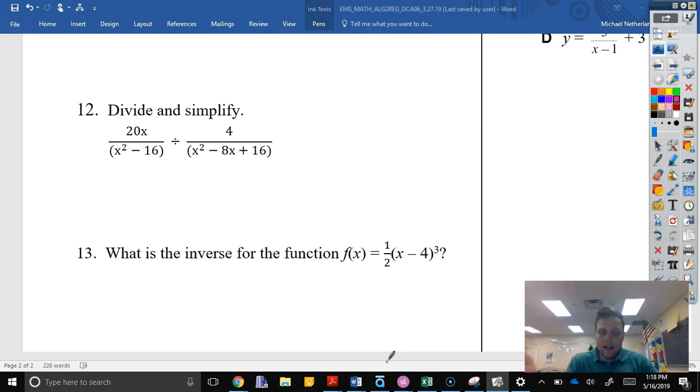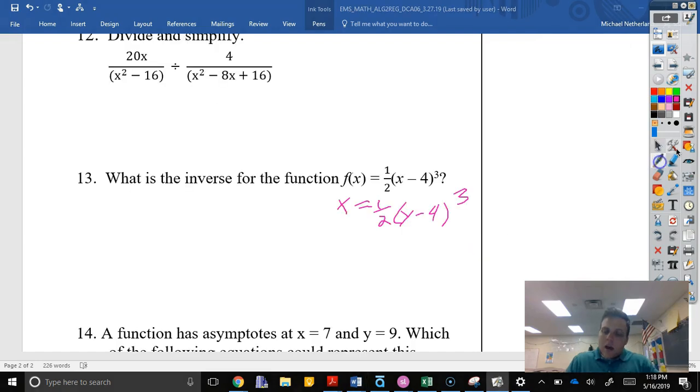Switching x and y. So we switch x and y, so this becomes, oh, I wrote y and I meant to change that to x, equals 1/2 times y minus 4 raised to the third. So now what I want to do is solve for y. So I got to get rid of the 1/2 so I can divide both sides by half. Well, you should know that dividing by a fraction is the same thing as multiplying by the reciprocal of that fraction. So the reciprocal of 1/2 is just 2.